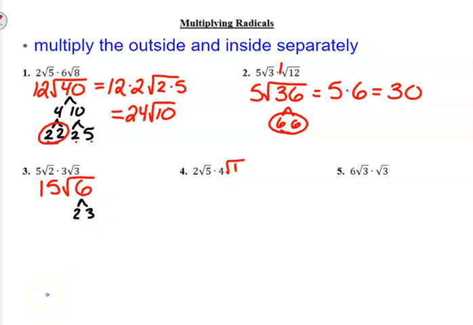So if I multiply the items on number 4, 2 times 4 makes 8. 5 times 1 is still going to be 5. Can't do anything to the square root of 5, so again, that's my final answer. Here, I'd have 6 times 1 is 6. Inside, 3 times 3 is 9. Well, the square root of 9 is 3, so this is 6 times 3, which means my final answer is 18.